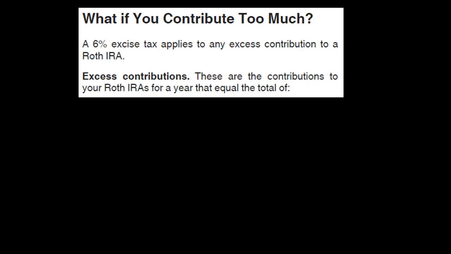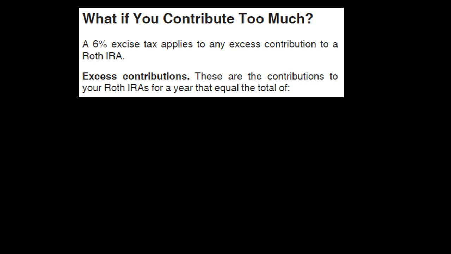What if you contribute too much? So now we talked about the limitations. We talked about how much we can put into the Roth IRA. What happens if all we're doing is putting money into basically a savings account under the umbrella of an IRA, and the person that is managing the account doesn't really do our taxes? So how would they know what our modified AGI is? They don't. So what if we put in too much? What happens?